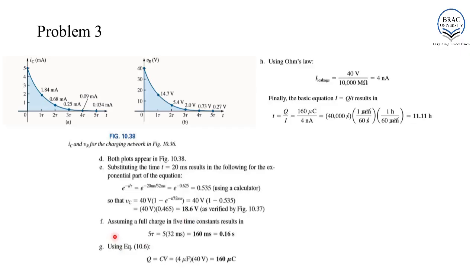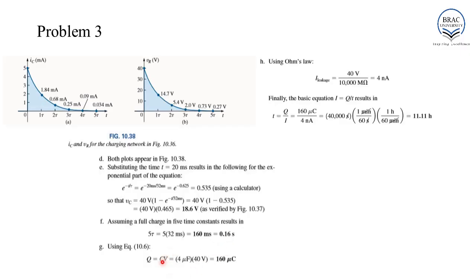Now, the next question was to determine the time that it will take for the capacitor to be fully charged. We know that for a capacitor to be fully charged, it usually takes 5 tau. We know tau is equal to 32 milliseconds. Therefore, 5 times 32 will be 160 milliseconds or 0.16 seconds.